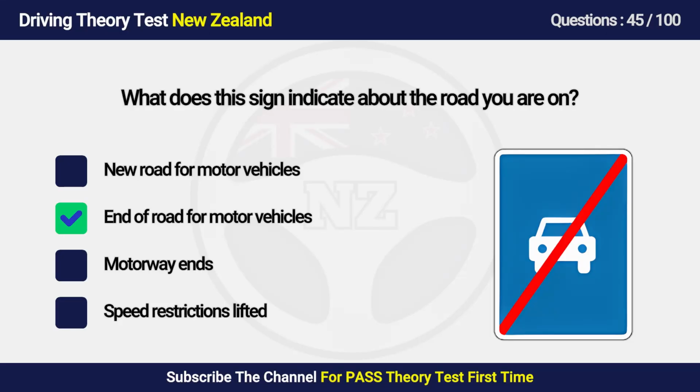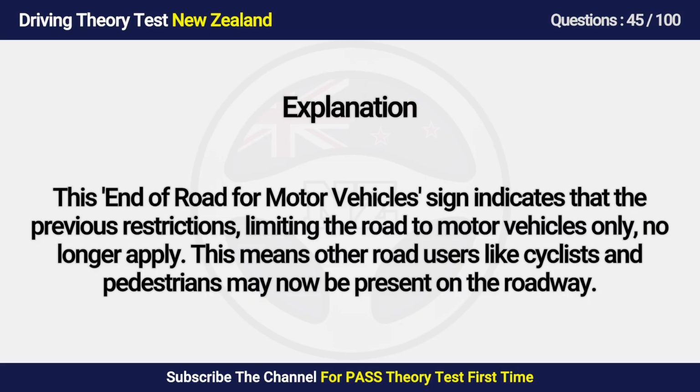Answer is B. End of road for motor vehicles. This end of road for motor vehicles sign indicates that the previous restrictions, limiting the road to motor vehicles only, no longer apply. This means other road users like cyclists and pedestrians may now be present on the roadway.